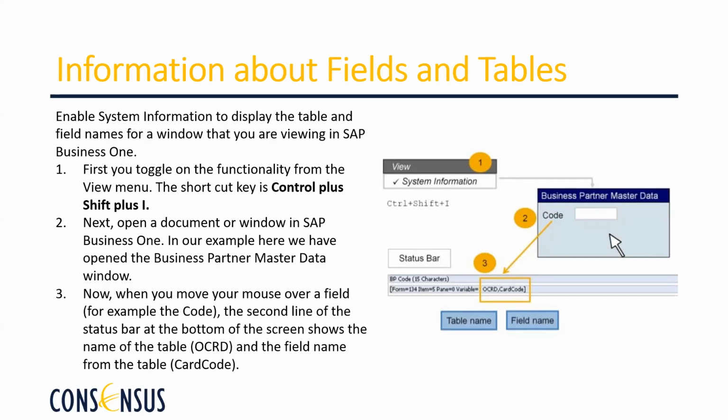And when we place our mouse over a field, we're able to pinpoint exactly which table name, you can see it highlighted down here in blue, and field name that field represents. So let's move on to the Business One system and we'll have a short demo. One moment.